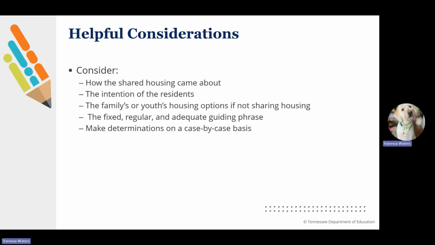When determining eligibility, you want to consider three things: fixed, regular, adequate. Again, I mentioned back at the beginning what fixed, regular, and adequate would look like, and making sure you're looking at that when you're considering if a student is McKinney-Vento eligible.